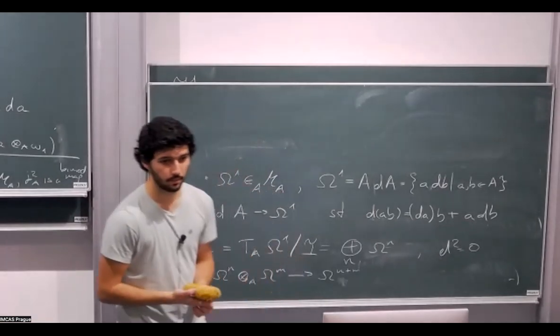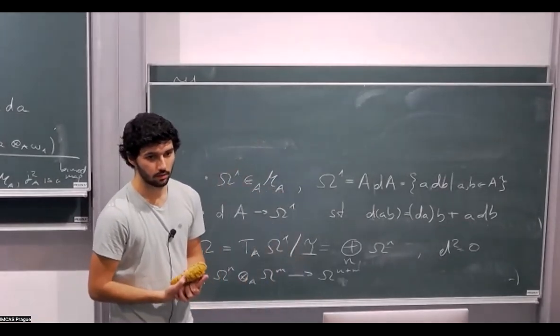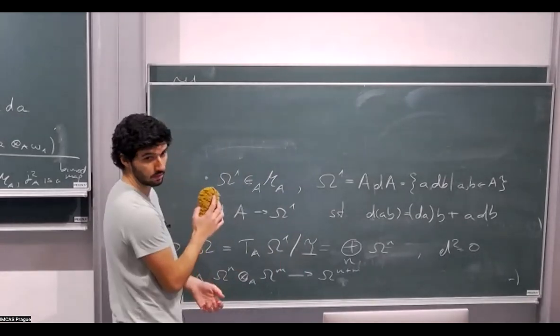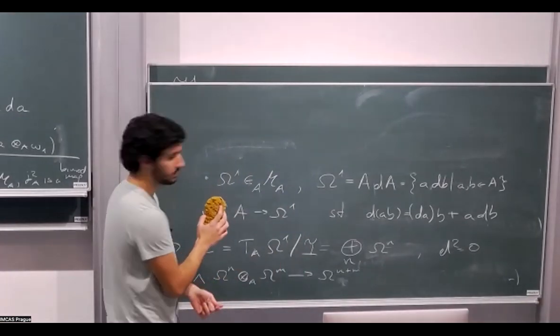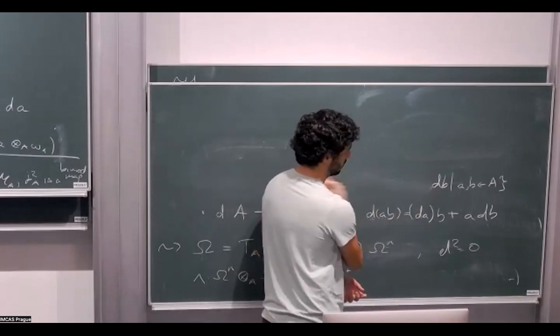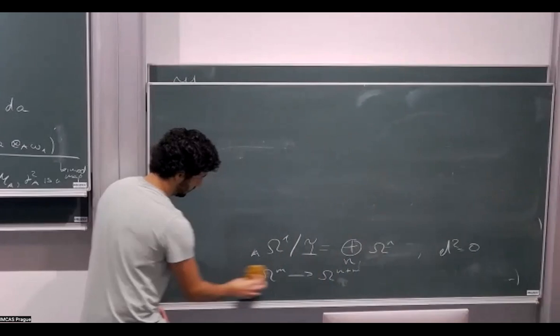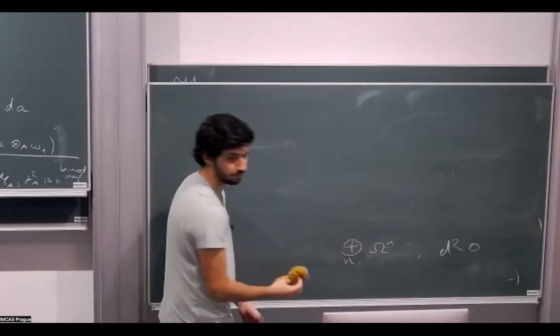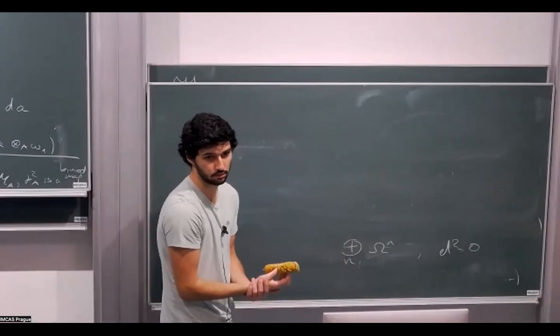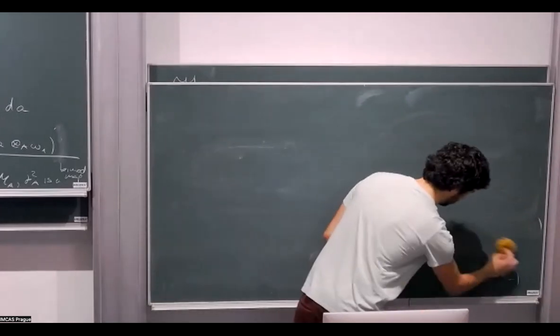But I guess my very naive question is, how difficult is it to find a torsion free connection? Not difficult at all. Torsion free is fine. Exactly. Classically, the Levi-Civita connections are always torsion free, so you just take those.